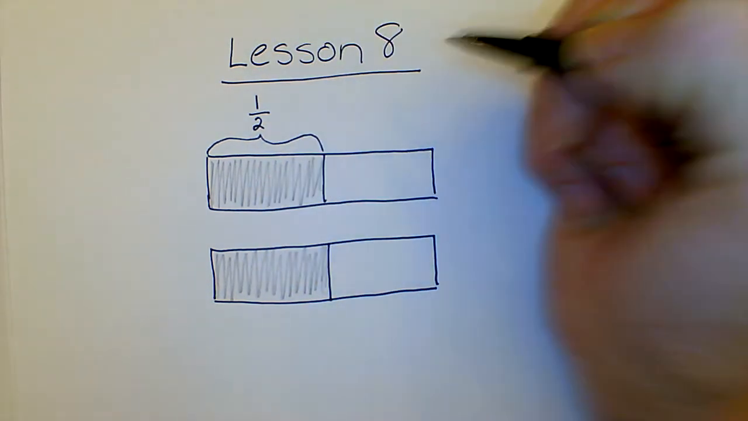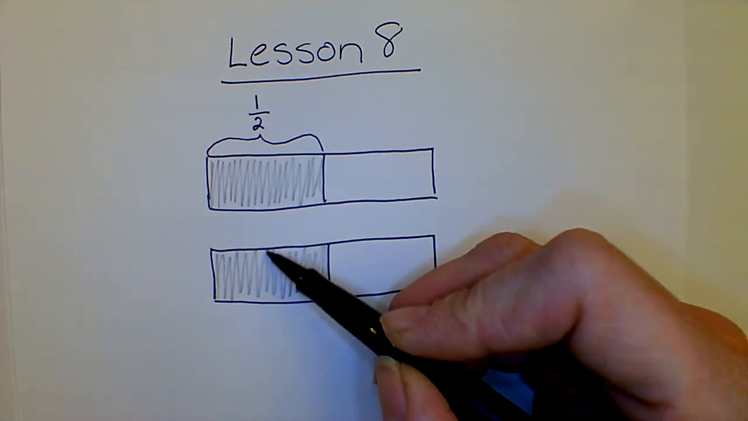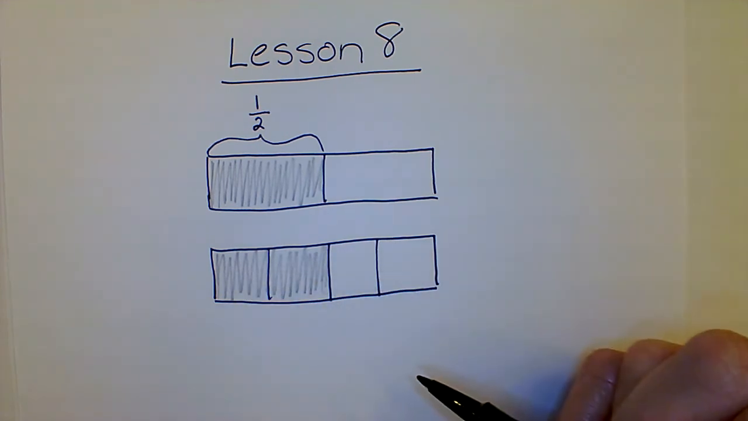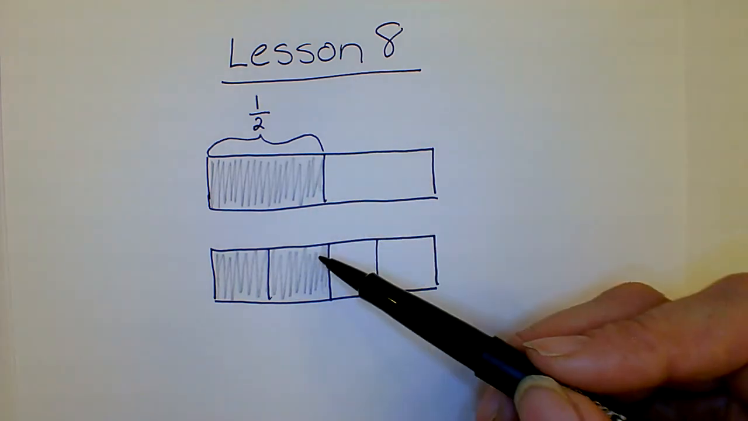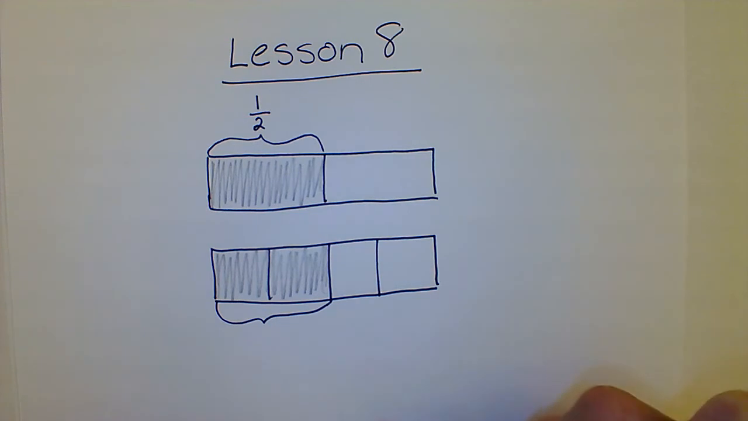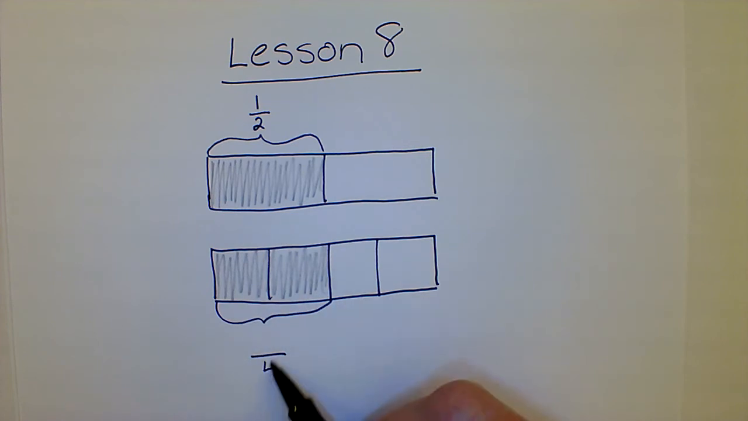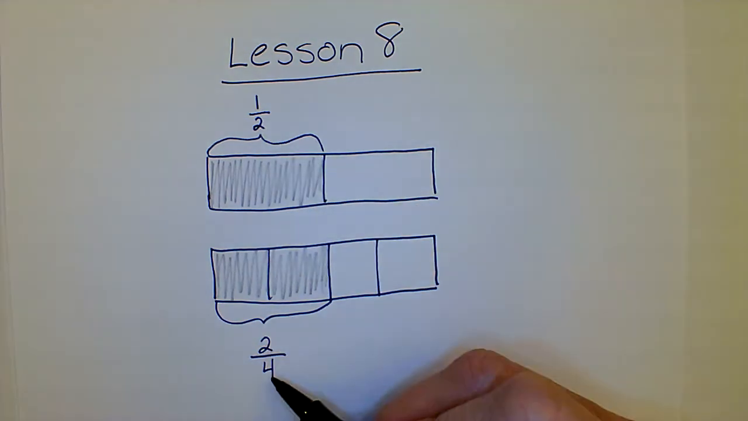Now, let's say that I decide to cut this piece into two additional pieces so that I have a total of 4 pieces. 1, 2, 3, 4. I haven't changed the amount of the entire thing that's shaded. They still have the same value. But now the fraction is going to be different because, again, the denominator is the number of pieces that make up the entire thing. 1, 2, 3, 4. But in this case, 2 of them are shaded. So we just showed that 1/2 is the same thing as 2/4.